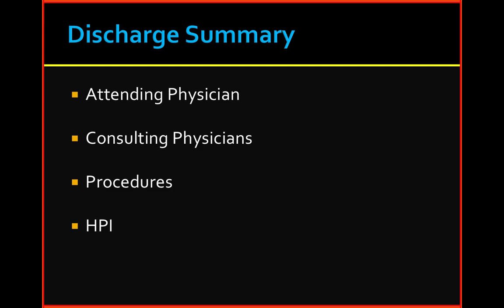Procedures. This is where you're going to list any procedures that they had during the hospital stay. So somebody, let's say, comes in with chest pain, they come into the ER, they're found to have a myocardial infarction, they go to the cath lab, they undergo coronary angiography, it's decided that they need to have open heart surgery, then they get an echocardiogram to make sure their valves are okay afterwards.